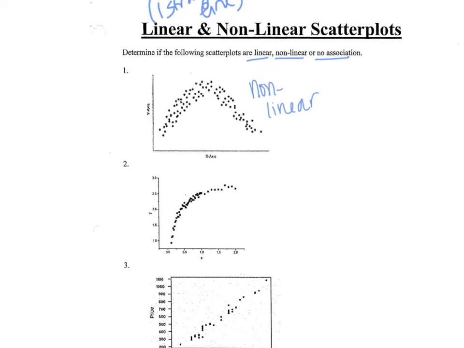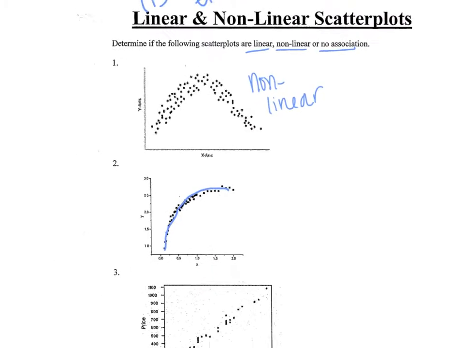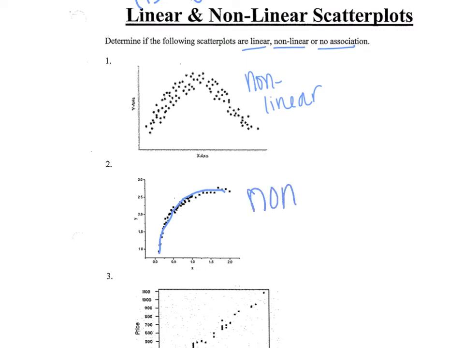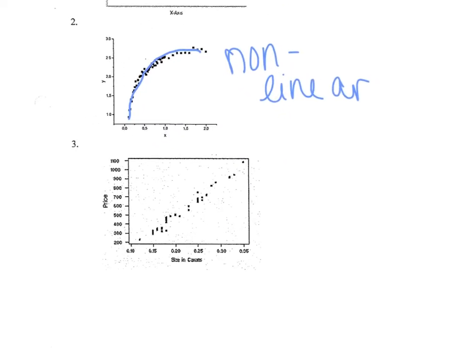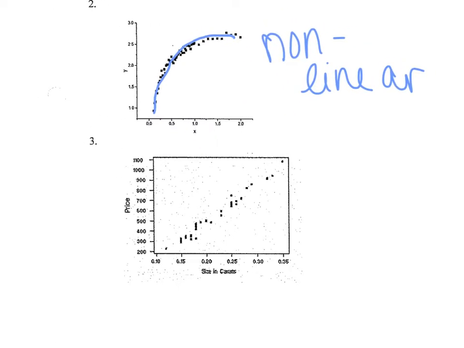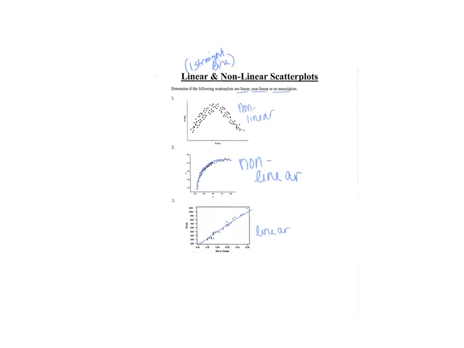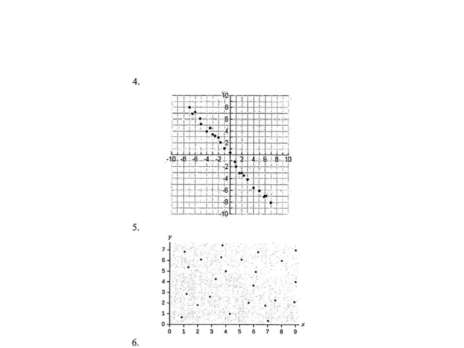Number 2, same thing. You can kind of see a positive trend. They're all kind of going up, but is that a straight line, the line that I just created with those dots? No, it kind of curves. So that would also be a non-linear scatter plot. Then number 3, if I were to make a line through the majority of those points, it's pretty straight and all of the dots kind of fall along that same line, so that would mean that that is linear. 4, same thing. Is this linear, nonlinear, or no association?